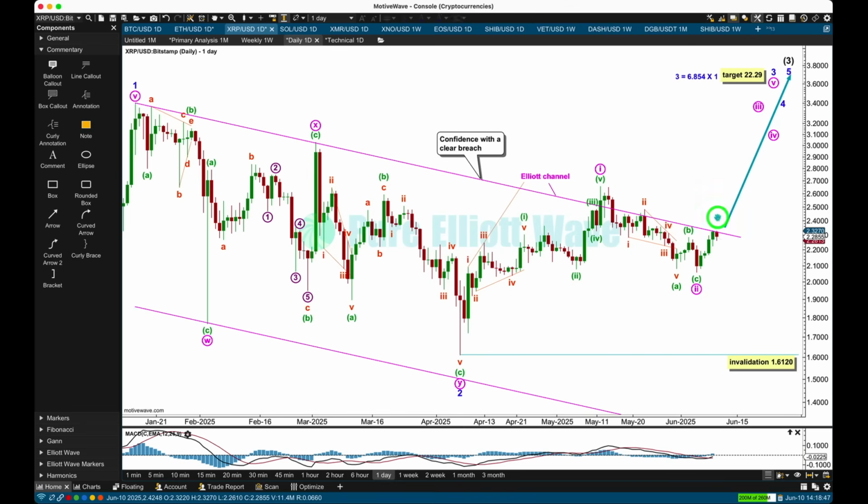If we can get a full green daily candlestick above and not touching this trend line, that would meet my conservative definition of a channel breach, and then I'd have a little bit of confidence that my -2 could very well indeed be over.